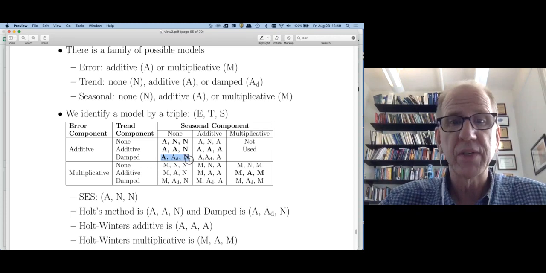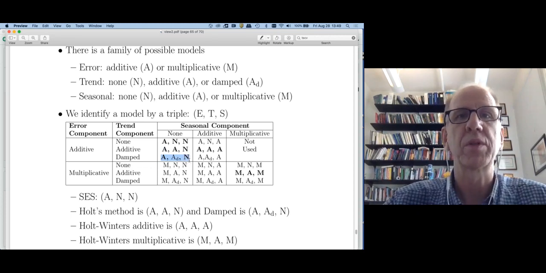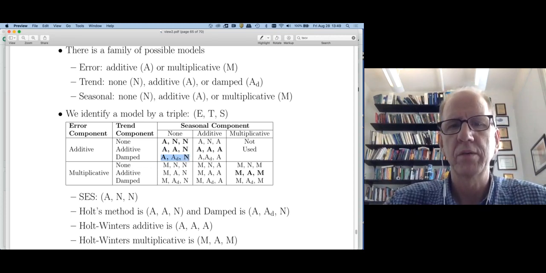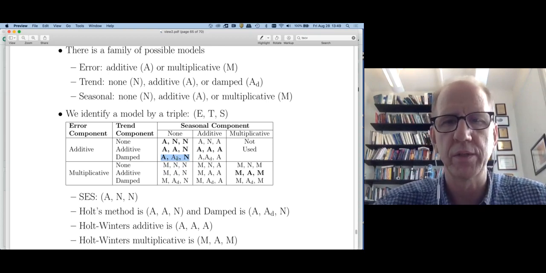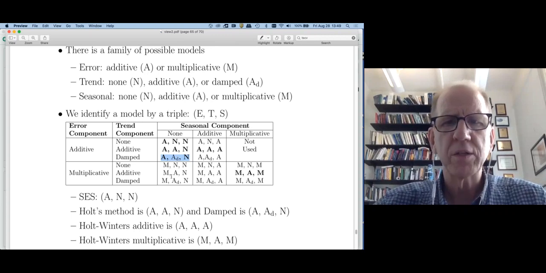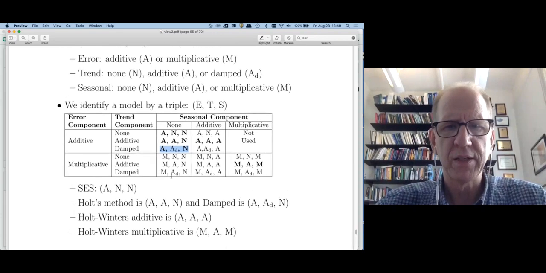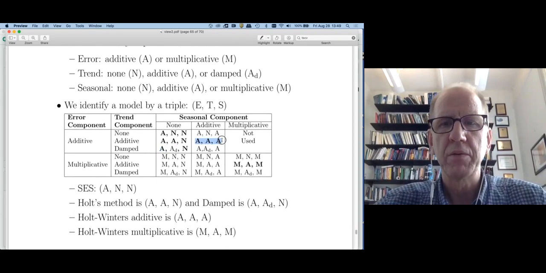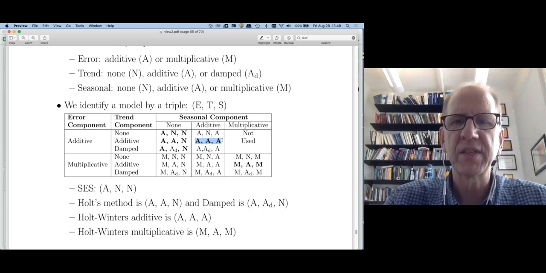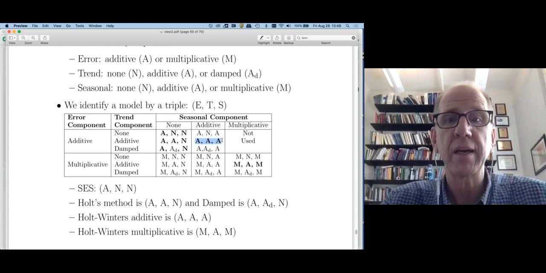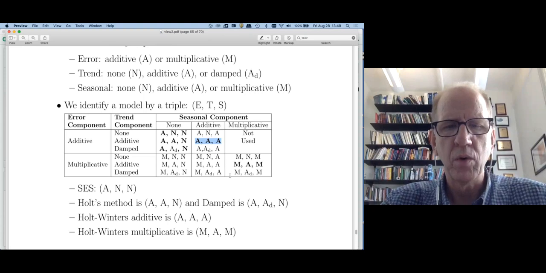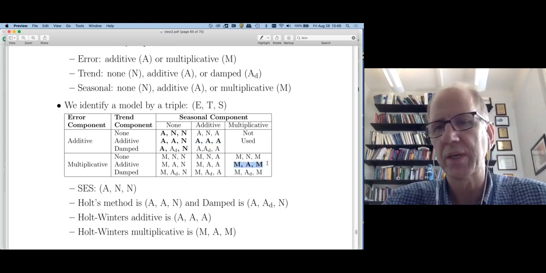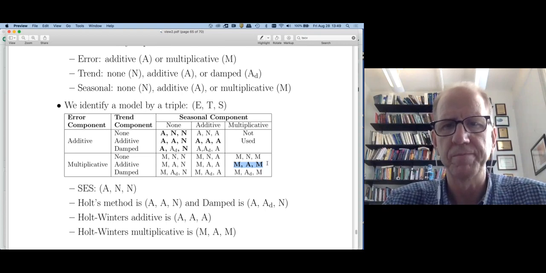The third line gives us the damped trend method that we talked about. So again, no seasonal part, additive error, damped trend. We've met two other models so far in this class. So the Holt-Winters model with an additive seasonal effect is going to be the AAA model. The Holt-Winters multiplicative model that we covered earlier is going to be the multiplicative, additive, multiplicative model.